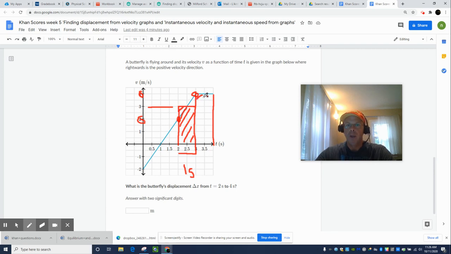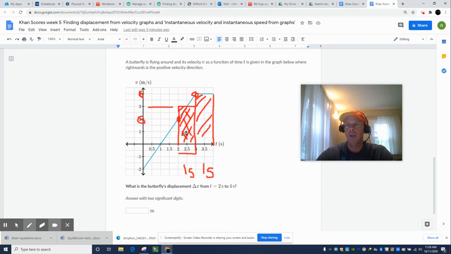So the second region is a little bit more simple. It stays at 4 meters per second for the entire second. So this region also lasts 1 second. And all there is to it is 3 meters per second for 1 second. Well, that means it moves 3 meters. That's the area of this first rectangle.